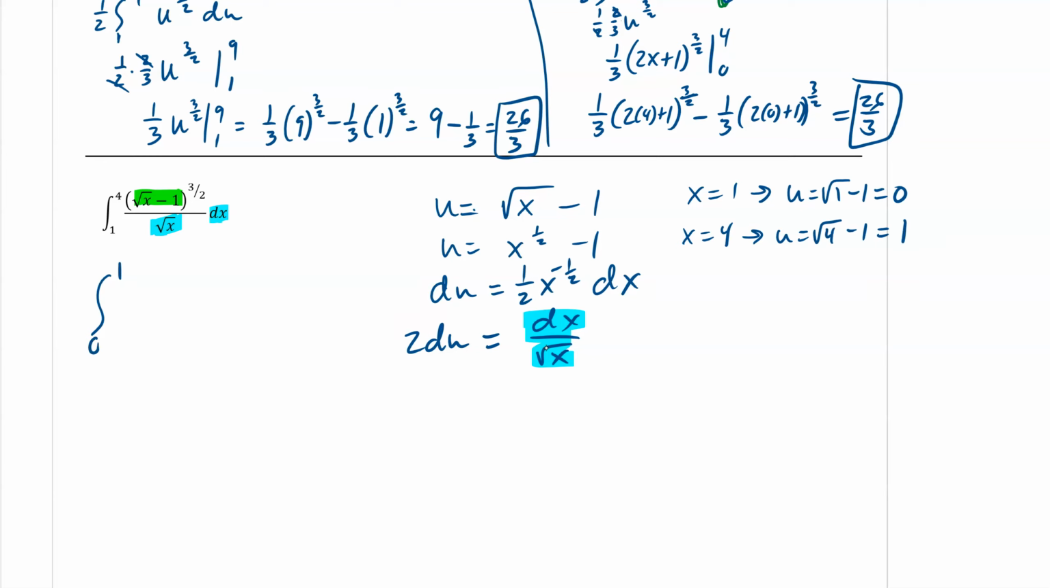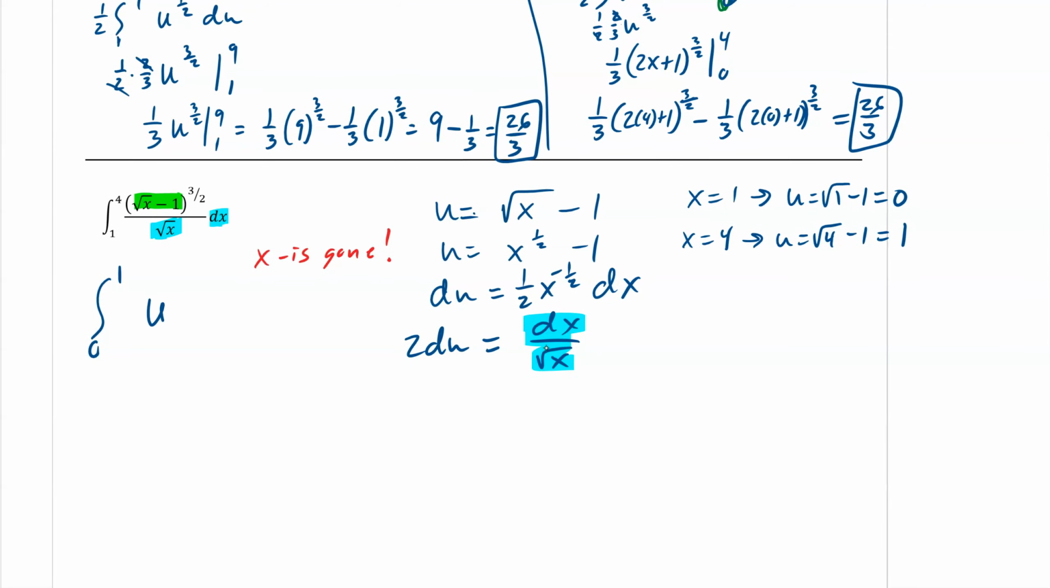So now x is gone. All right? No more x. Don't go back to it. Don't look back to it. It's gone. So now we have u to the 3/2 and then 2 du. So I can bring that 2 out: 0 to 1, u to the 3/2 du.